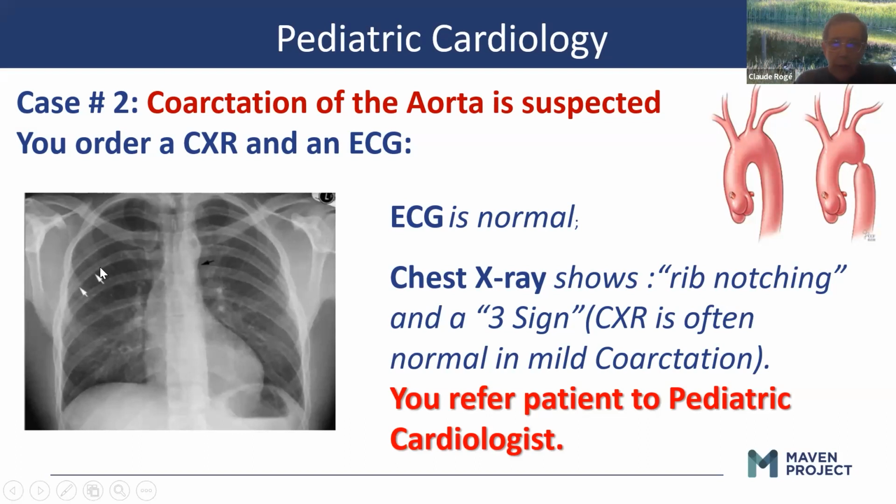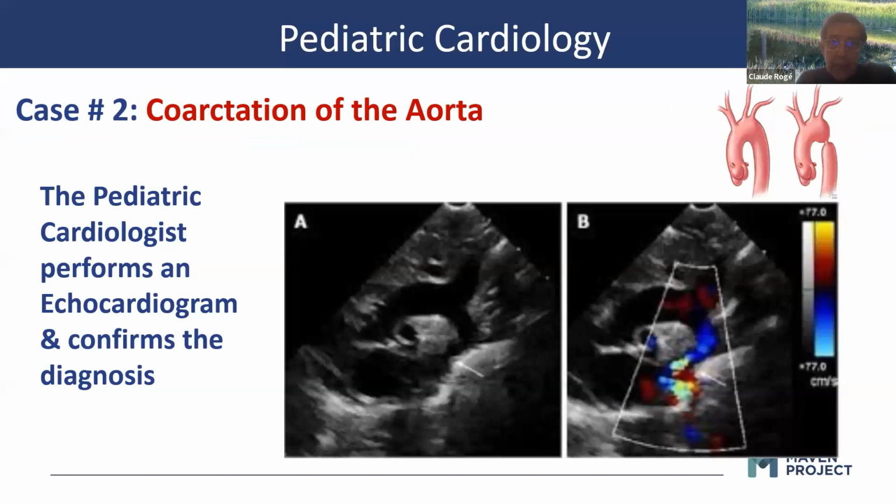this knob here, rib notching, that is evidence of collaterals, okay? And then occasionally you can clearly see a 3 sign here, but most of the time it's going to be normal. But in any case, anytime you have a blood pressure difference like this between the arm and the legs, for sure you're going to refer to pediatric cardiology. And what they will do is they will do an echocardiogram.